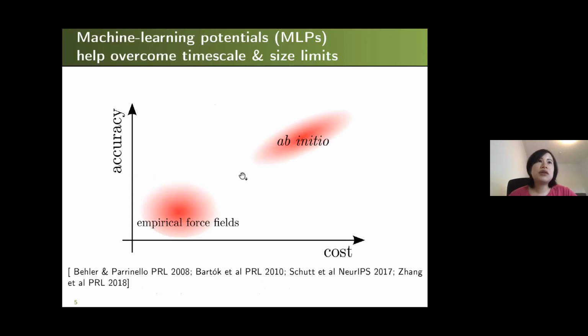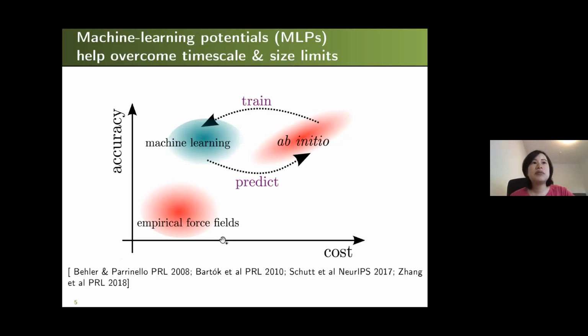So this is where the so-called machine learning potential comes to the rescue. As I mentioned before, there is in general a trade-off between cost and accuracy when we model atomistic systems, but machine learning sits in this magic spot that combines high accuracy with relatively low computational cost.